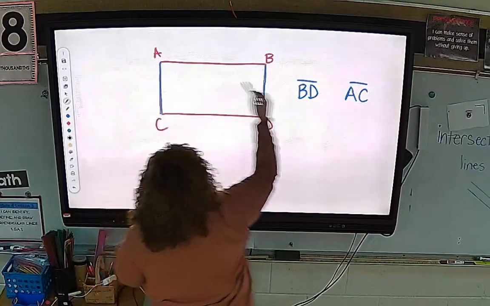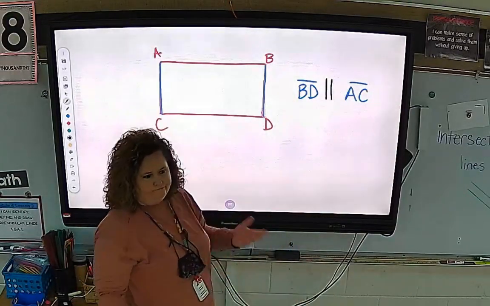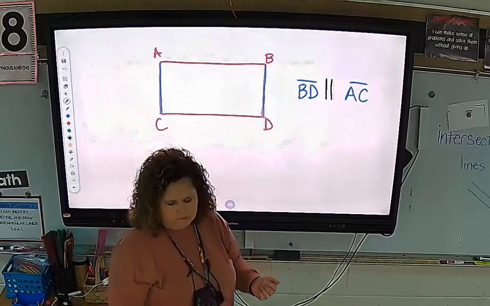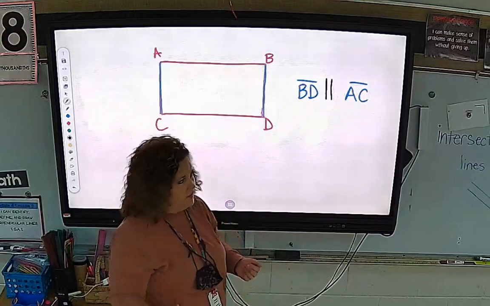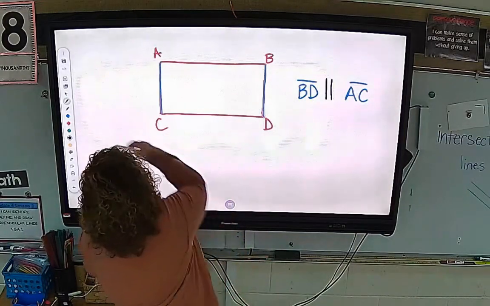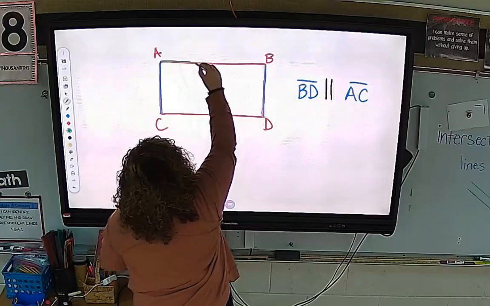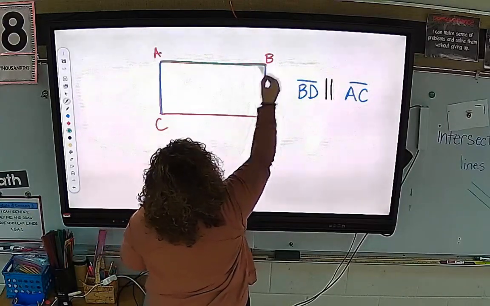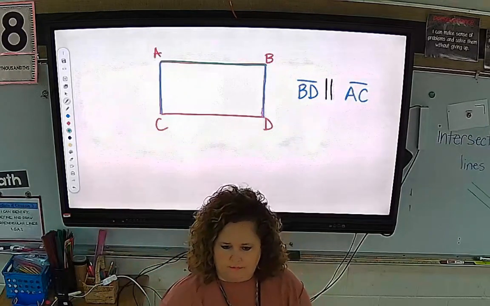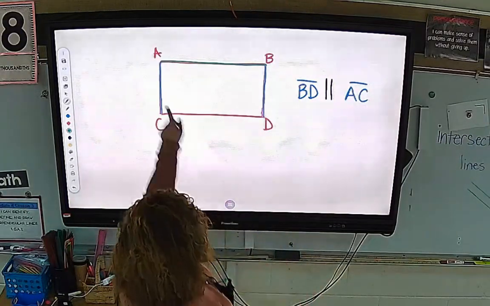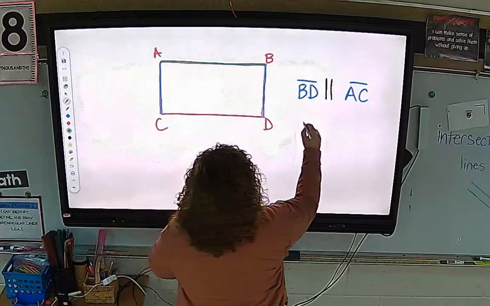The symbol is right here. Let's not do that. This line right here, what's the name of that line? It is line AB. It could be BA. You could say it either way. But let's go with line AB.